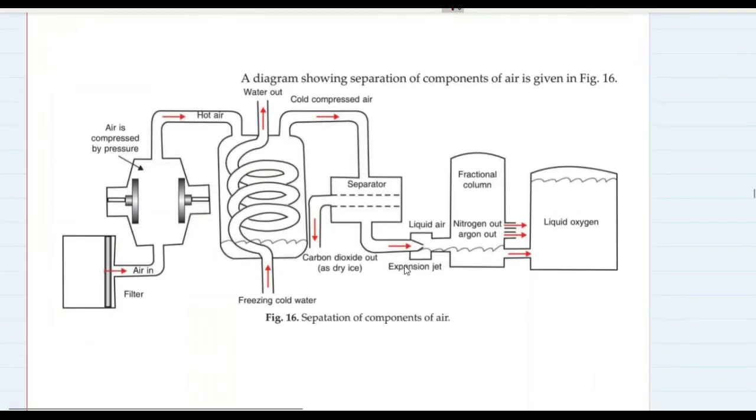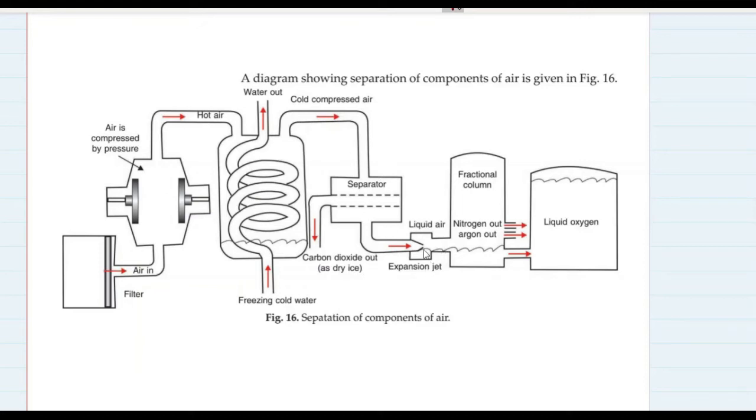So this is the diagram which shows the separation of components of air. You must remember this diagram. This is not a very difficult diagram. This is a filter through which air enters, because all the dust particles should be removed first. That's why filtration. Then air is compressed. This is a compressor. Then the hot air is passed into the mixture of freezing cold water, which cools the air. Then this cold compressed air is passed into a separator where carbon dioxide separates out as dry air.